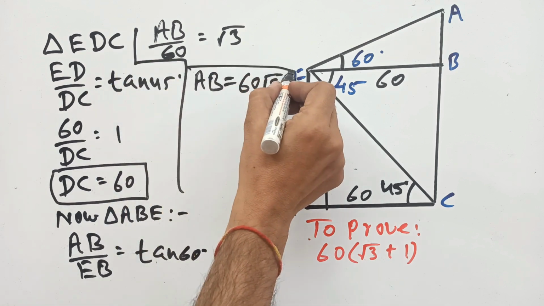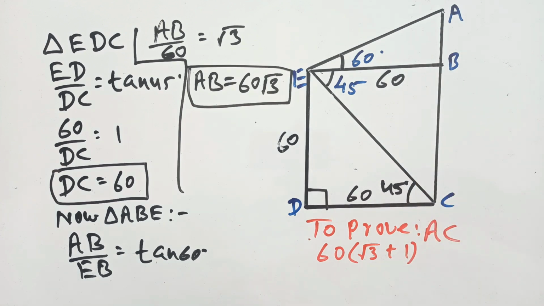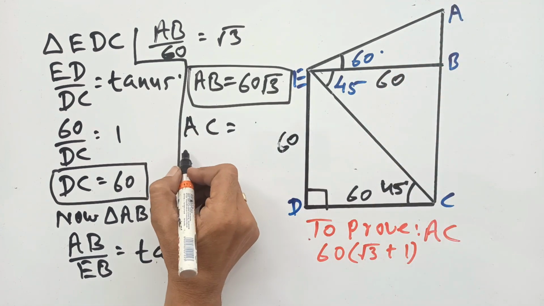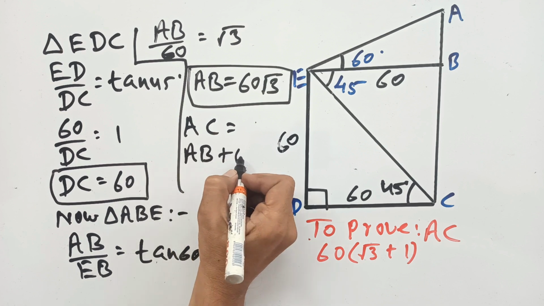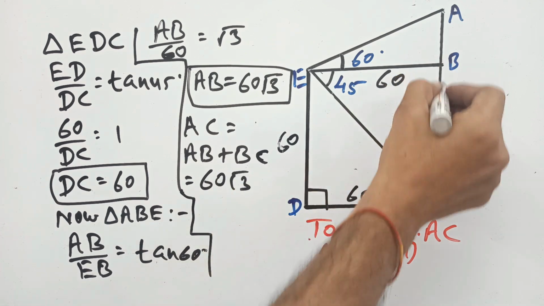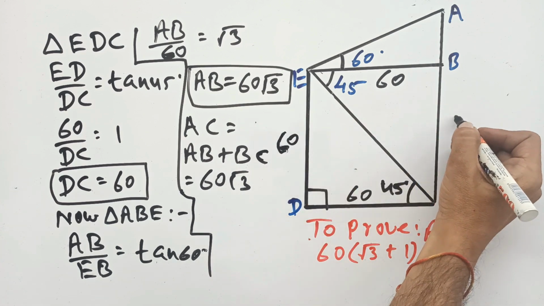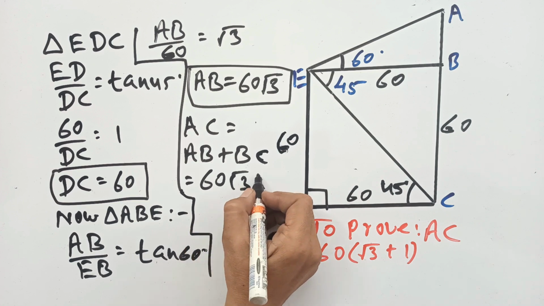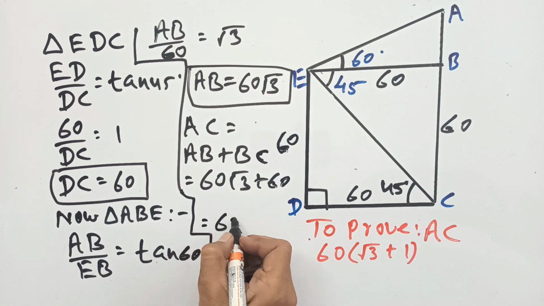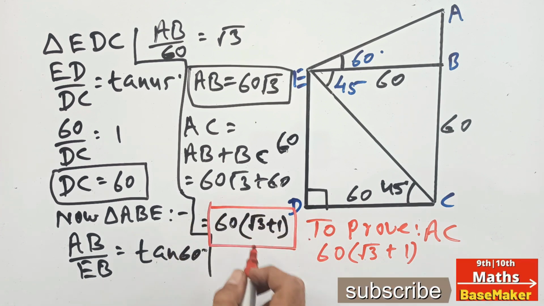So AB is equal to 60 root 3. We need to prove the height of tower AC is 60 root 3 plus 1. Now AC is AB plus BC. AB is 60 root 3, and BC, listen again, in the rectangle this is 60, so the opposite side is also 60. So 60 root 3 plus 60. We can take the common 60, so it will be root 3 plus 1. And proved.